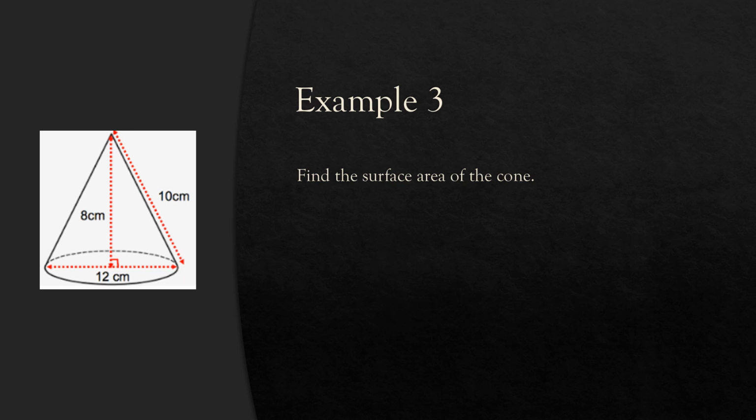Our last example wants us to find the surface area of this given cone. So again, we just found that the surface area of a cone was pi r squared, the area of the base, plus pi r L, the area of the lateral face. In this case, our r is going to be 6 since the diameter is 12. So pi times 6 squared plus pi times 6, and then our slant height will be 10.